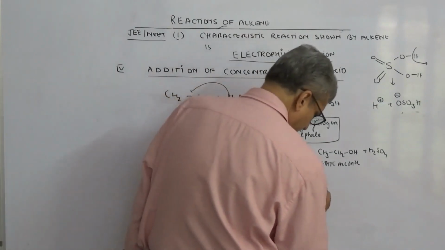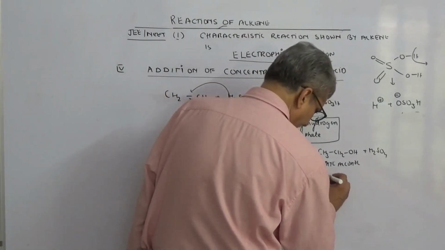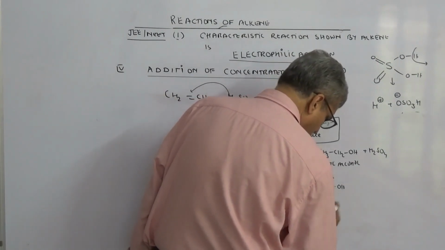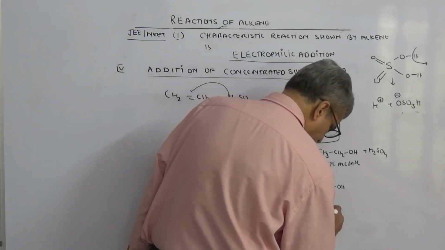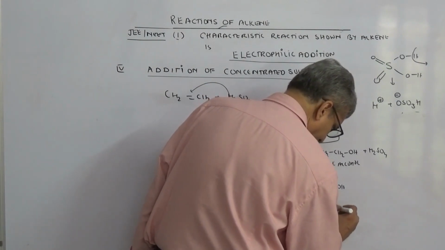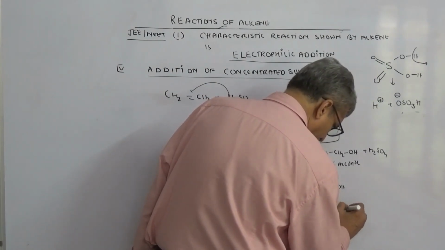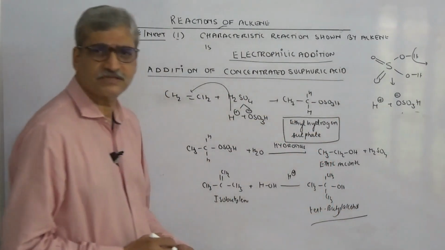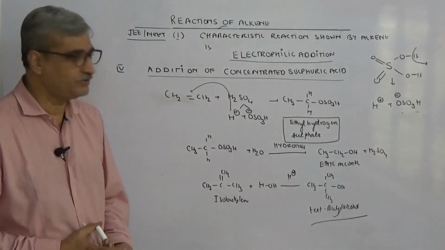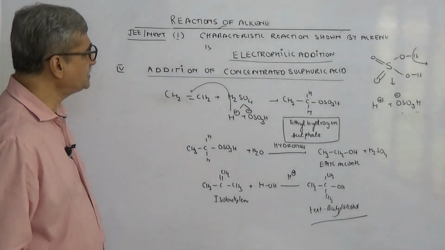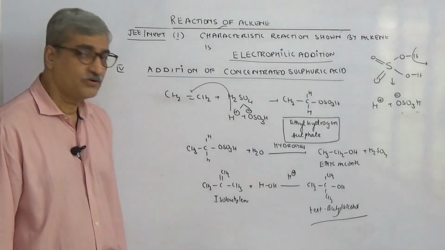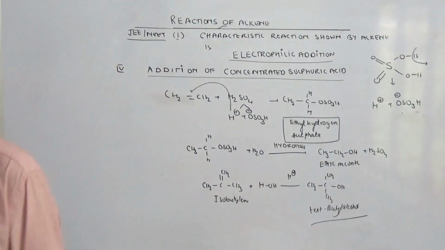What do you get? You get (CH3)3COH. This is tertiary butyl alcohol. Are you understanding? So this is about the addition of concentrated sulfuric acid.